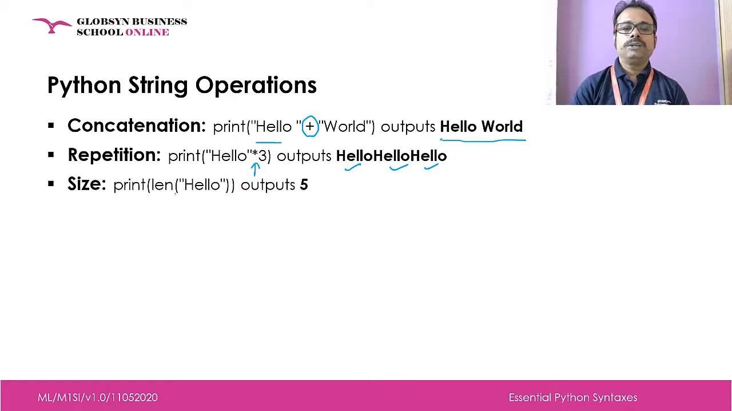We can also see the size of a string, that is how many characters are there, by using the len function. You can see that len can be used with a list even, and it outputs 5 because hello contains 5 characters.